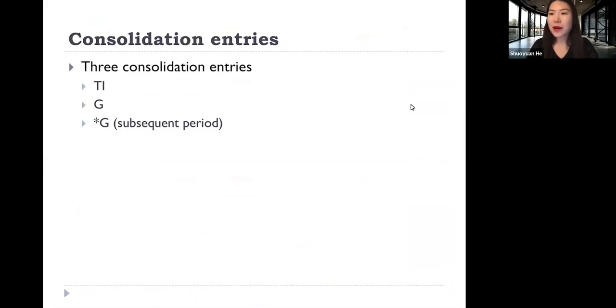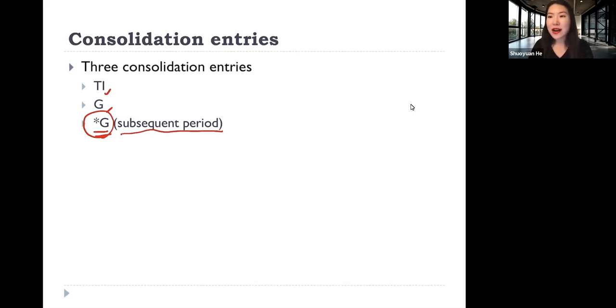We have talked about what to do on the parent's book if there's an intra-entity inventory transfer. And now let's look at the consolidation entries. There are three consolidation entries: consolidation entry TI, consolidation entry G, and consolidation entry star G. Consolidation entry star G is only for the subsequent period, versus consolidation entry TI and G that can appear in all periods. We're going to look at each of them.